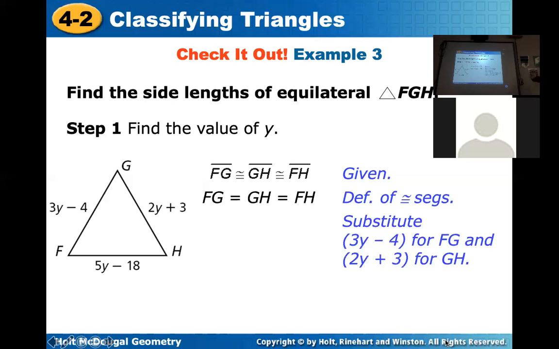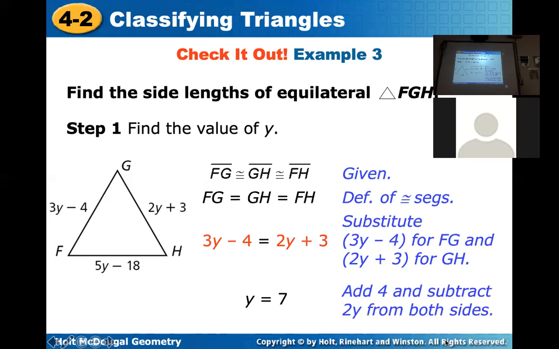So they set FG equal to GH, and then they set these two equal to each other. So they substituted FG and GH in and then solved this for y. So they subtracted 2y from both sides and added 4 to both sides, and they get y is 7. Any two that you do, you should have got y equals 7. Okay, everybody get that?